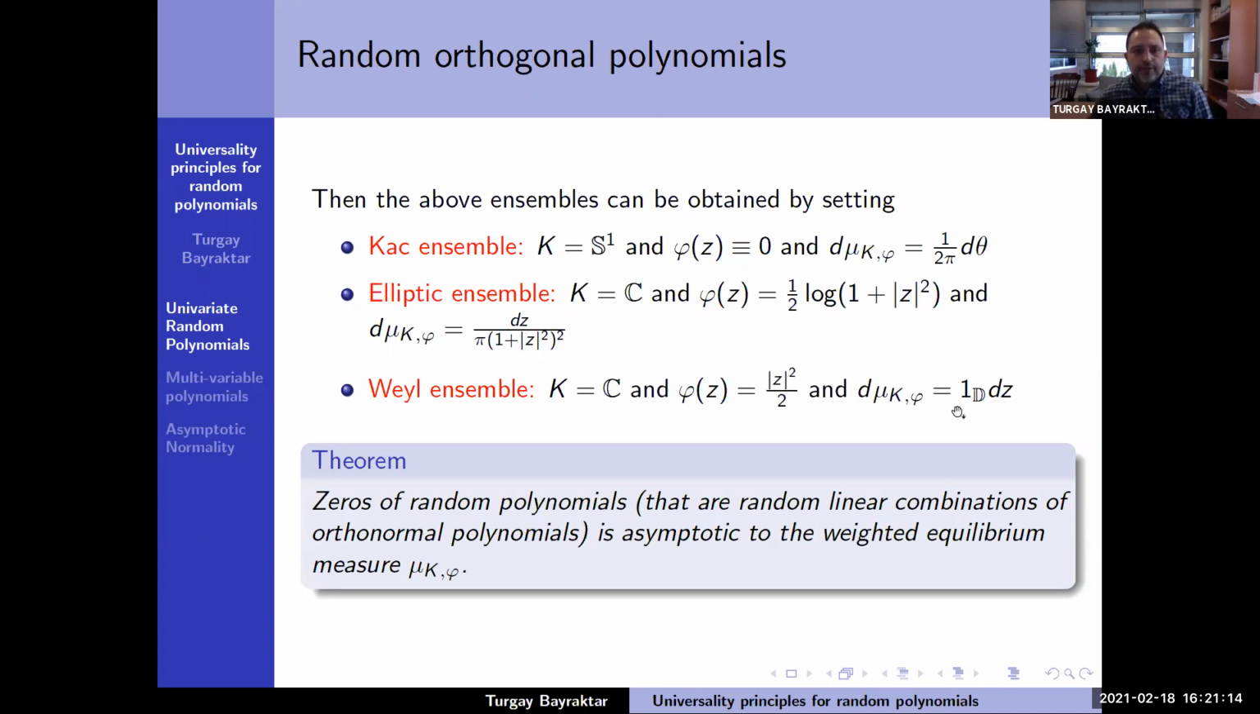So the theorem, in summary, for these models, zeros of random polynomials that are random linear combinations of orthonormal polynomials, as I described in the previous slide, is asymptotic to the weighted equilibrium measure nu k phi. Now, the idea is to generalize this picture to several complex variables.